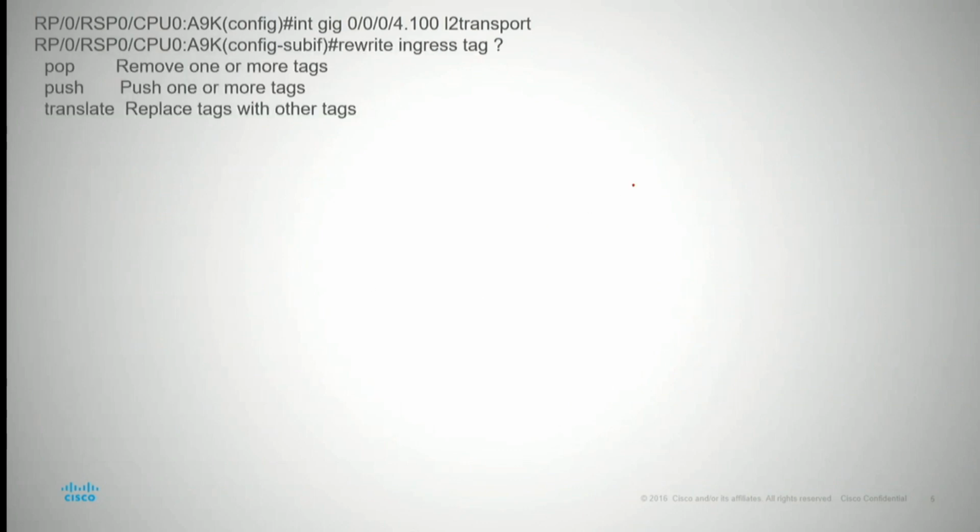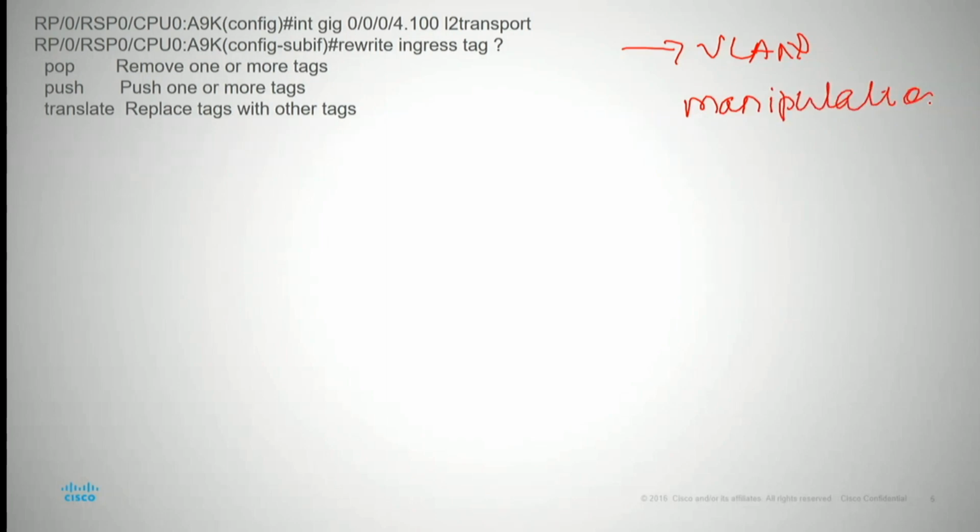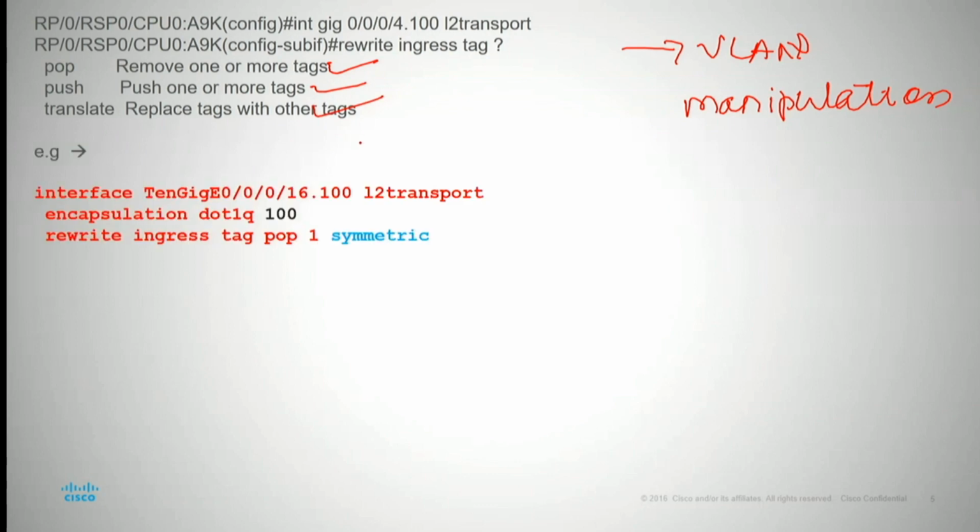Next is VLAN manipulation. We can manipulate the VLAN on IOS XR devices like ASR9K. We can remove a particular tag, we can push one more tag, or we can translate the VLAN tags. So here this is the sample configuration.